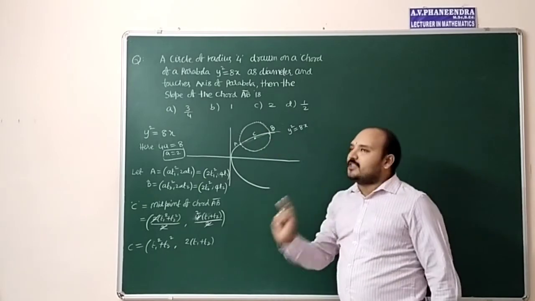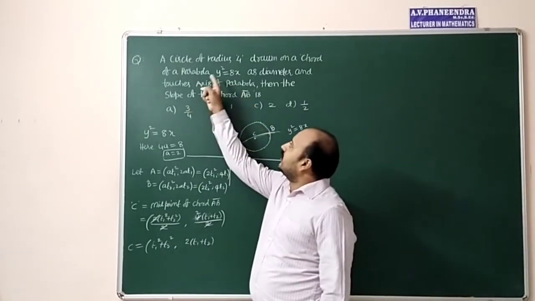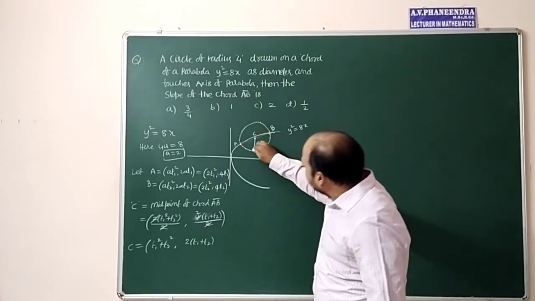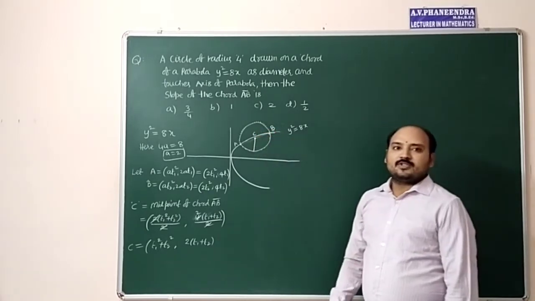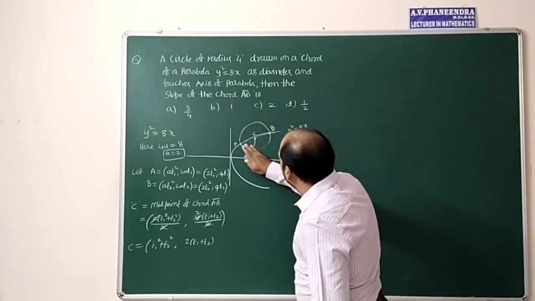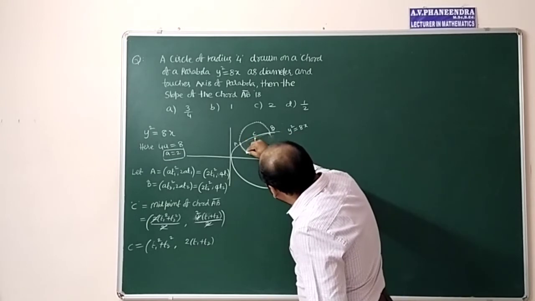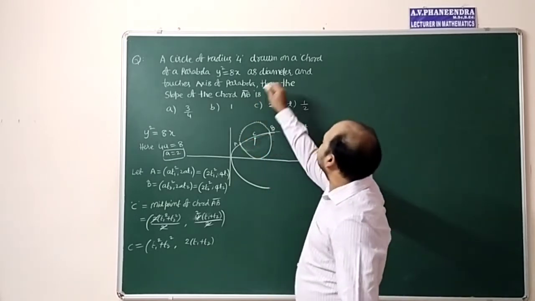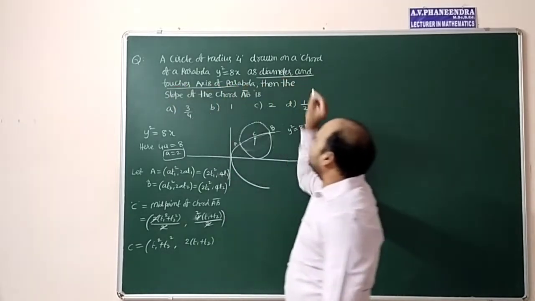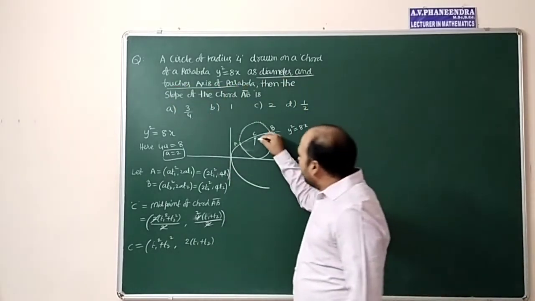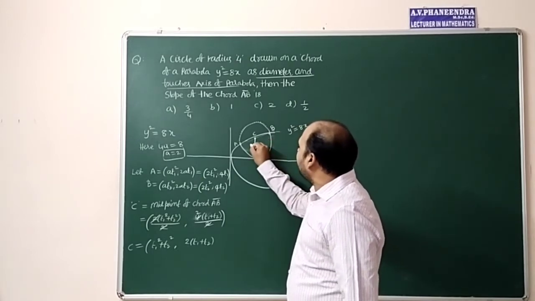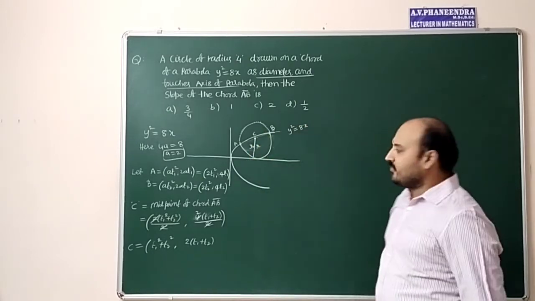And one more important thing is given here: a circle of radius 4, from the center to here is equal to the center to here, and it touches the x-axis also. So the diagram will become like this. This circle touches the x-axis. Here they mentioned that it touches the axis of the parabola. Whenever it touches, the radius is equal to the y coordinate of the center.